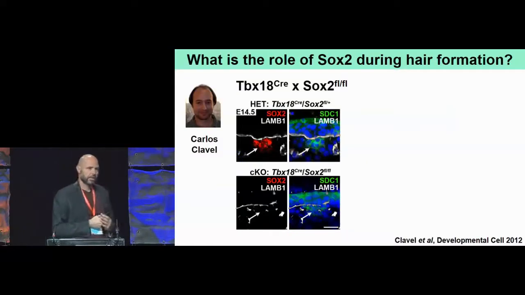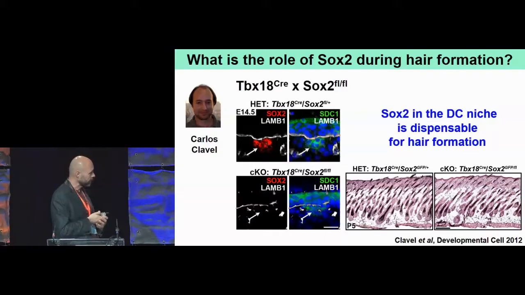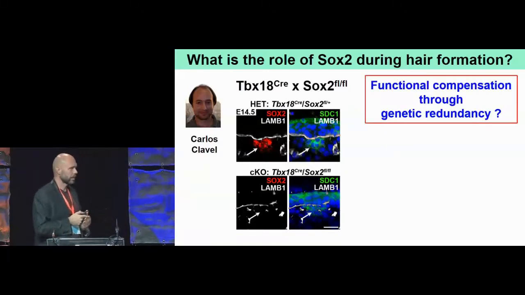Another interesting gene, as I've shown you already, SOX2, is expressed in the dermal condensates. It is an important transcription factor in embryonic stem cells, in the neural stem cells, and in the skin it's expressed in Merkel cells, and in the dermal papilla, and in the precursors in the dermal condensates. And so Carlos Clavel, our postdoc, was very interested in knocking out SOX2, and what you can see here is very robust ablation. But to our surprise, we found that SOX2 in the dermal condensates itself is dispensable for hair formation. All the follicles form quite normally. So this was frustrating and very surprising to us, and we surmised there could be functional compensation through genetic redundancy.